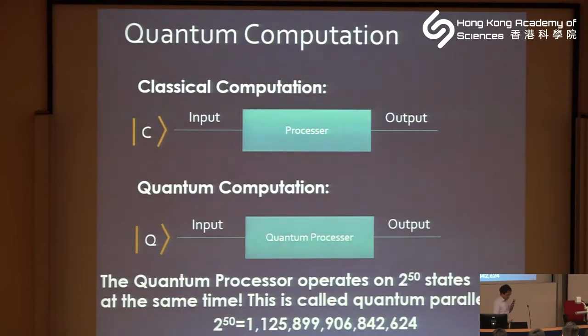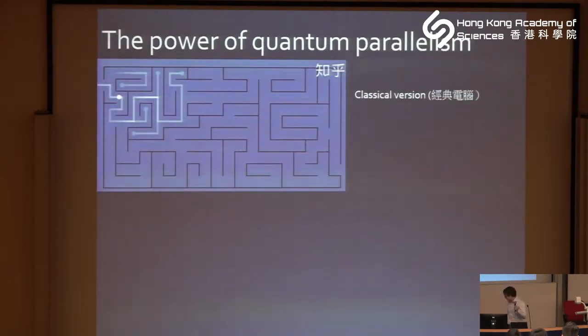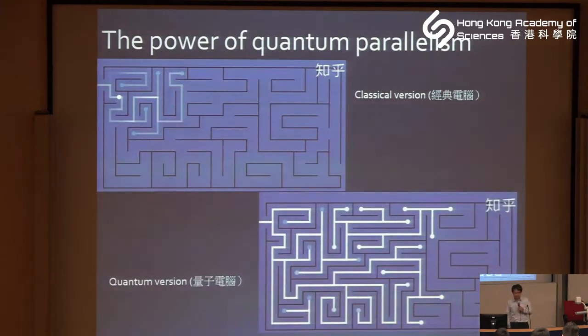And you ask, well, this is just a picture. You want to go through this maze, and you start from here. Classically, you just try different paths, one by one, and see how you can get out of this maze. But quantum mechanically, when the particle comes in, it will at the same time explore all the possible paths, all of them at the same time. So that is the power of quantum mechanics.